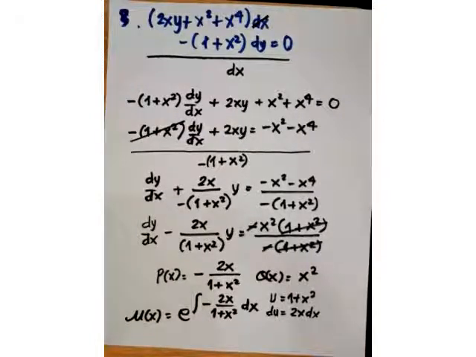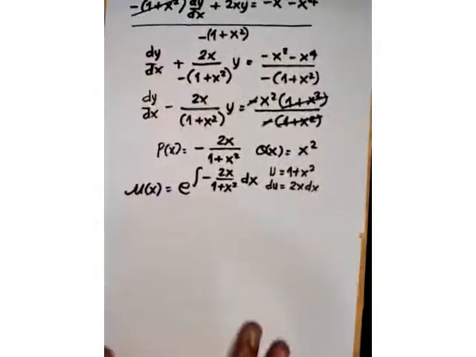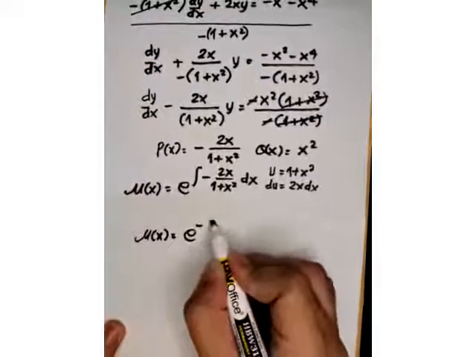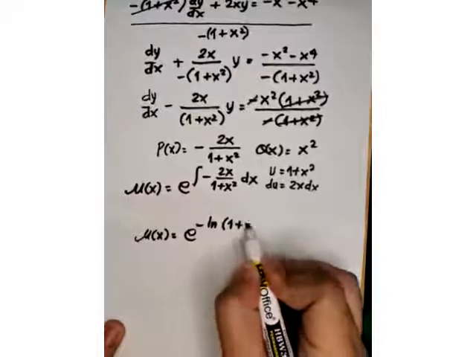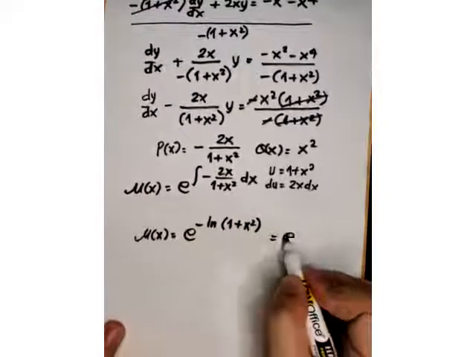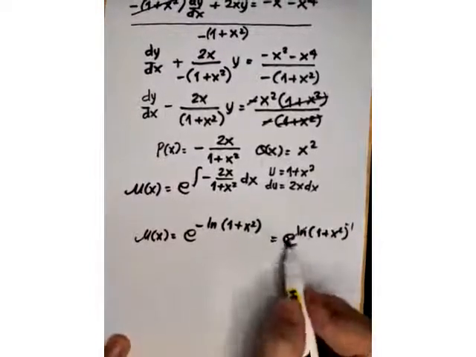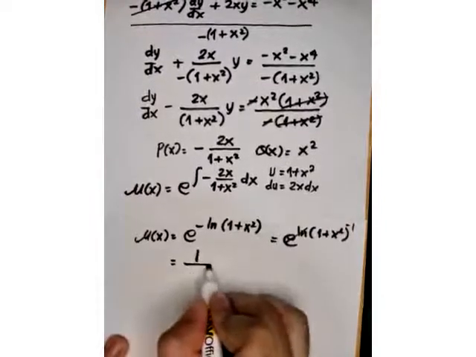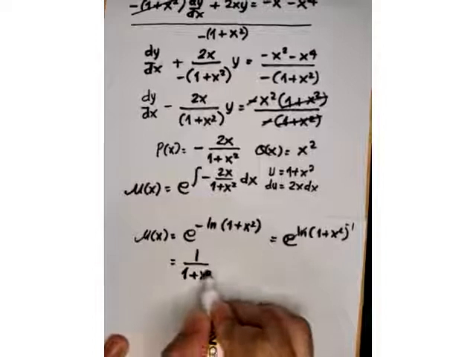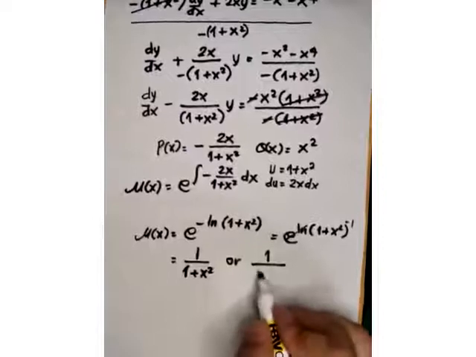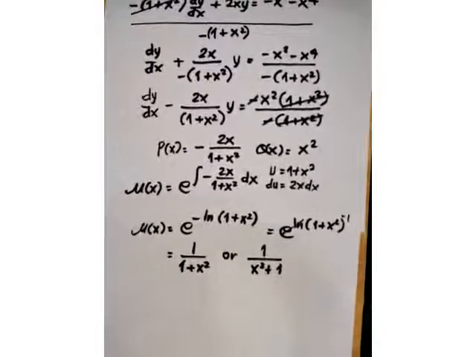So therefore, our integrating factor is equal to e raised to the negative ln of 1 plus x squared. Or we can write that as e raised to ln of 1 plus x squared raised to negative 1. So we can cancel. So therefore, our integrating factor is 1 over 1 plus x squared. Or I don't want to write it like that. So that will be 1 over x squared plus 1. Okay?